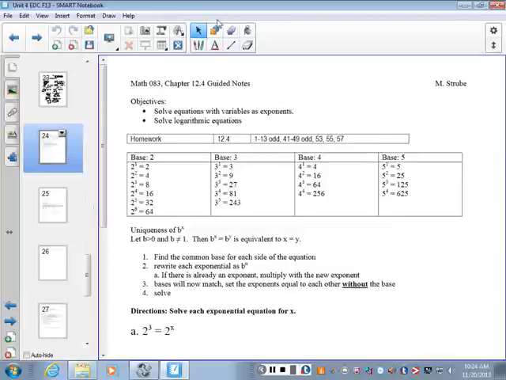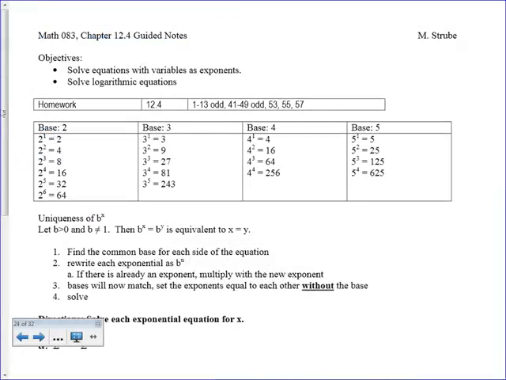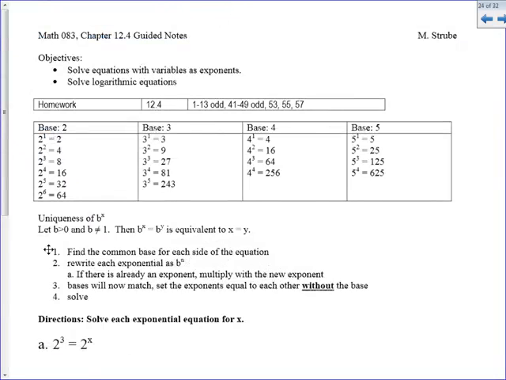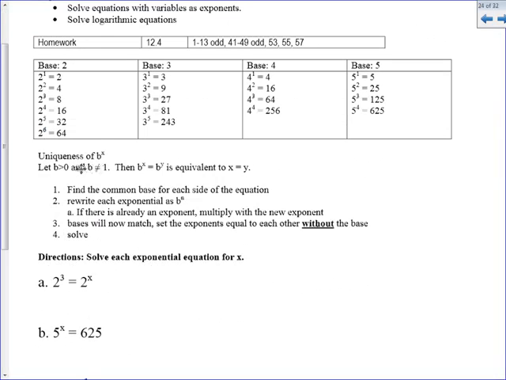Okay, so we're going to be using this rule here, the uniqueness of b to the x. We've got the same stipulations as before: b has to be greater than 0, and it can't equal 1. For these equations, we're going to be finding a common base. Because if I can get the base to be the same on both sides of my equation, then their exponents have to be the same. It's the only way that can be true.